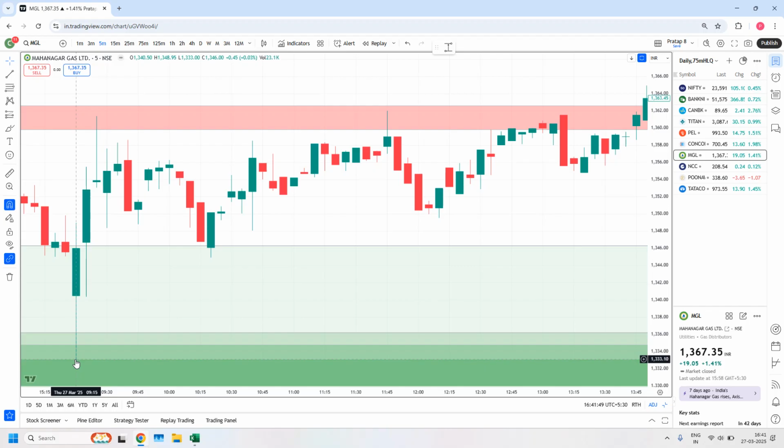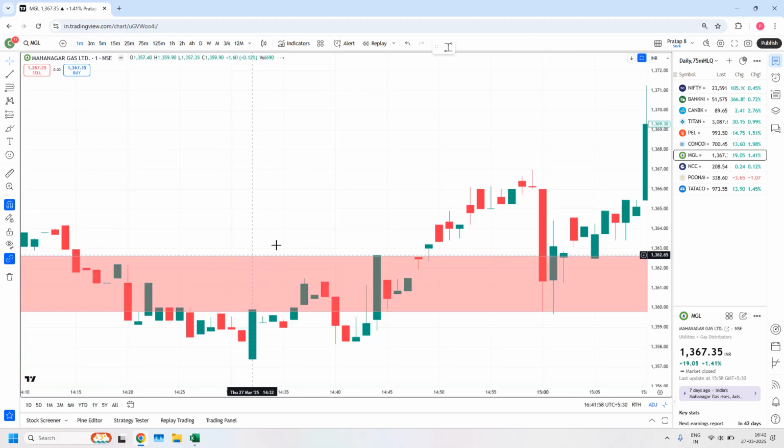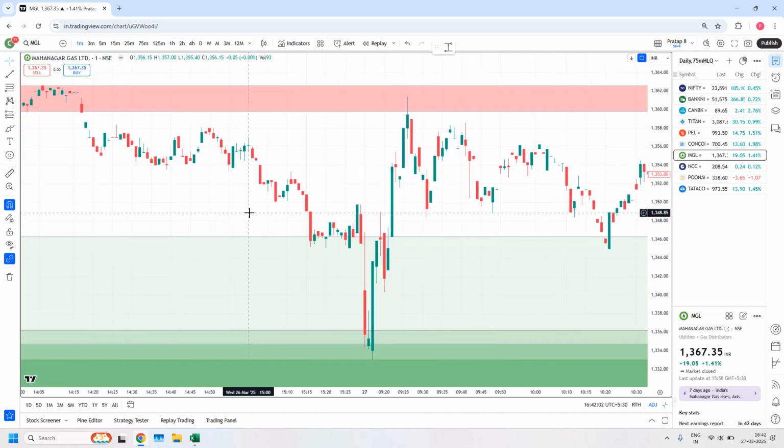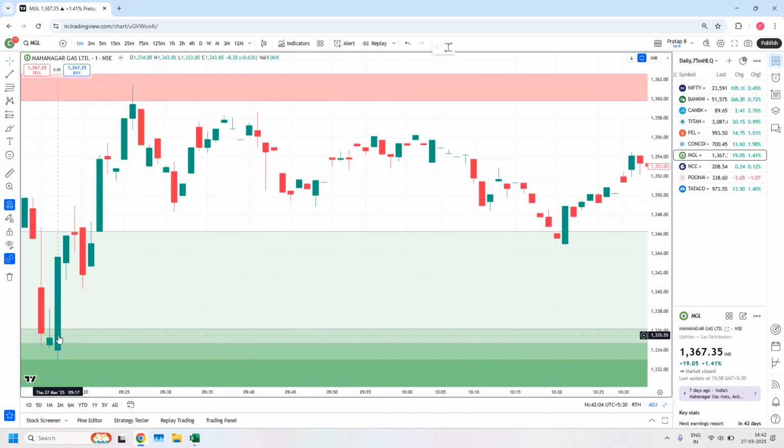Just entered. 9:15, 5 minutes candle, but this is not a 9:15 1 minute candle trade. This is the 9:17 or 9:18 candle. Let me go to the 1 minute time frame. 9:17 candle we got the trade, and after that at the 9:26 candle it reached the target.